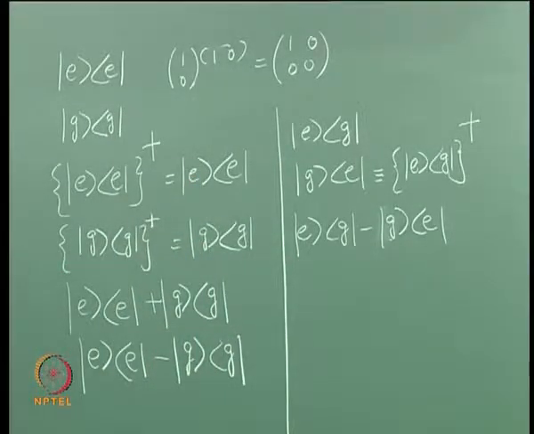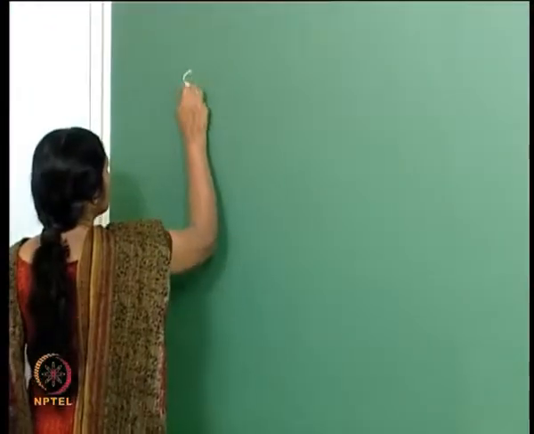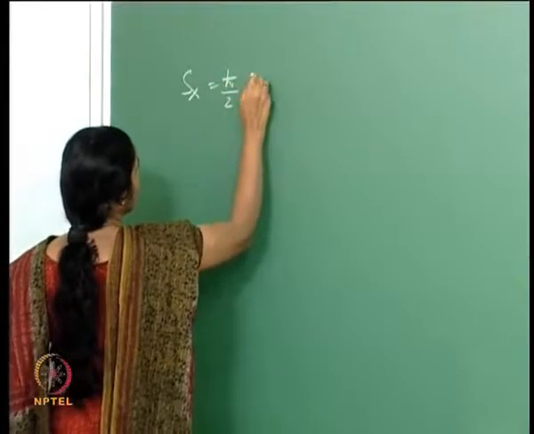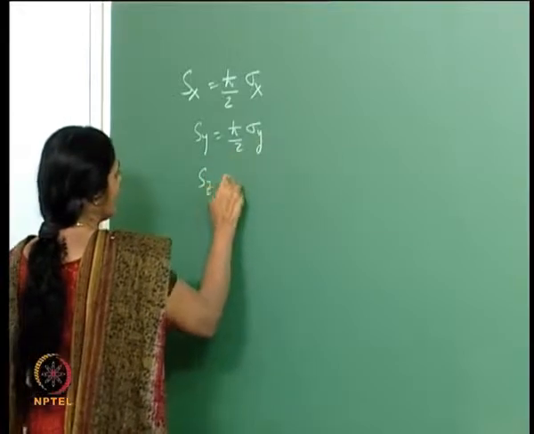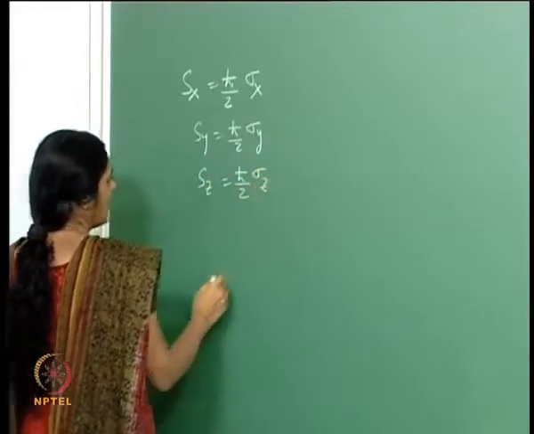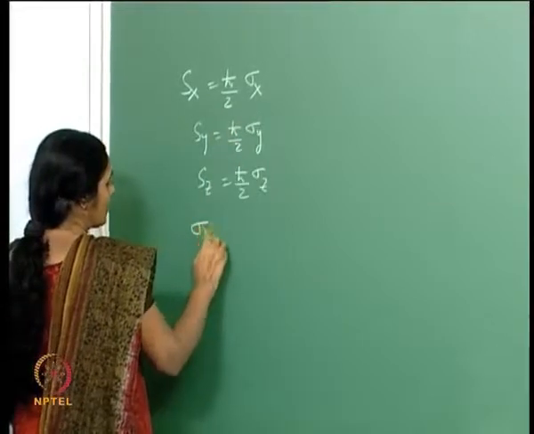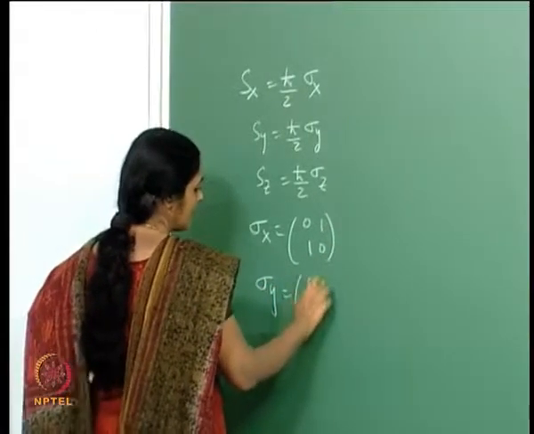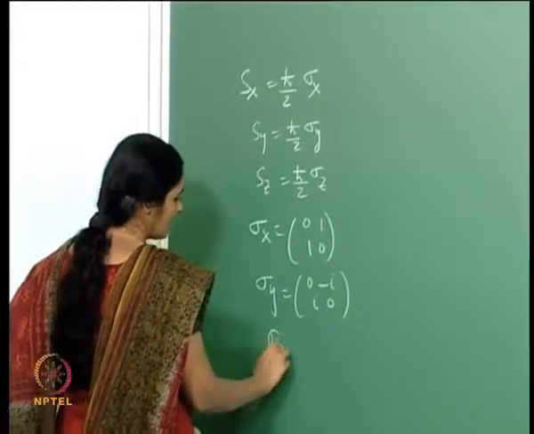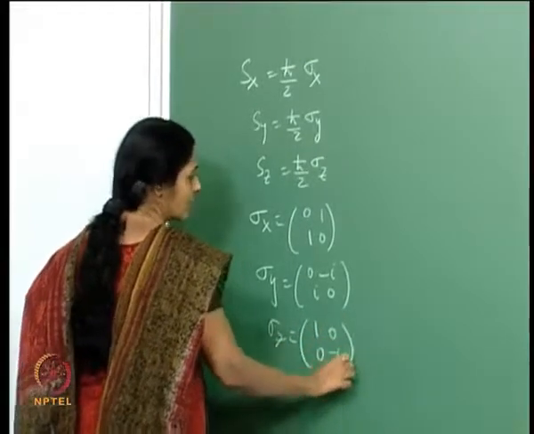In this context, I wish to recall the algebra of the spin matrices, because that is particularly relevant in the problem of the two-level atomic system. The spin matrices were defined this way. Sy is h cross by 2 sigma y, and Sz is h cross by 2 sigma z. The matrix representation for these, let me recall, are as follows. These are the matrix representations.